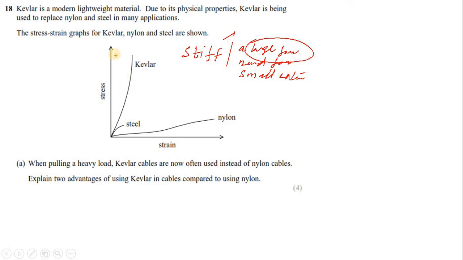Moreover, if you see the breaking stress, the breaking stress for Kevlar is very, very high compared to the breaking stress of nylon. That means Kevlar is stronger than nylon. So you can compare breaking stress and stiffness. This is one most common comparison.